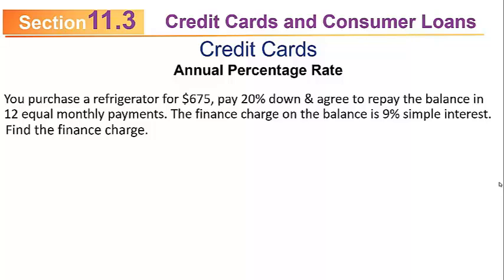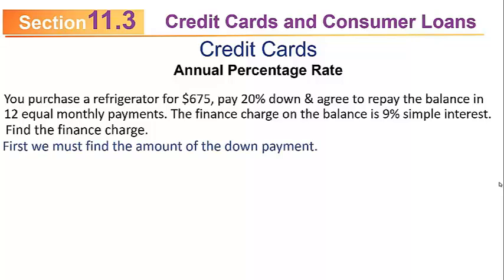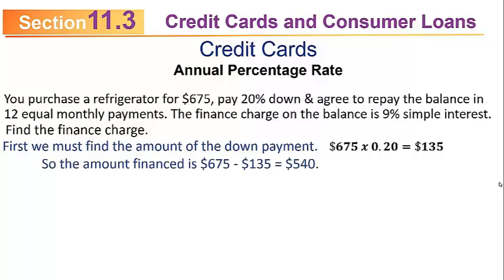Find the finance charge. You have to read through the problem carefully. The first thing you want to do is find the amount of the down payment, because you paid 20% down. That's not even borrowed, so that has to go away. So the down payment is 20%. 20% is 0.20. 0.20 times $675 is $135. So you paid $135 down right up front. That's not part of the money you're borrowing. So you have to take this $135 away from the $675. That leaves you with a total of $540 that you want to finance.